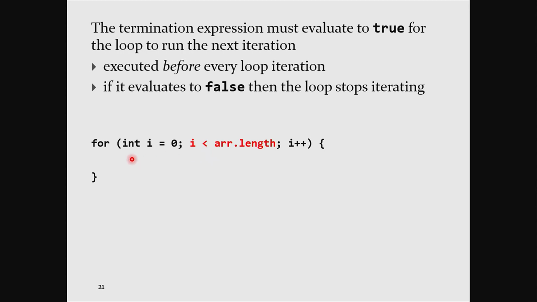When that termination condition evaluates to false, the loop stops running. So if i is less than array length is false, you end up down here. You just skip over the body of the loop, and the loop stops running at that point. So if you have an array of length 10, when i is equal to 10, that condition is false, and the loop will stop running. It will not run the 11th time.